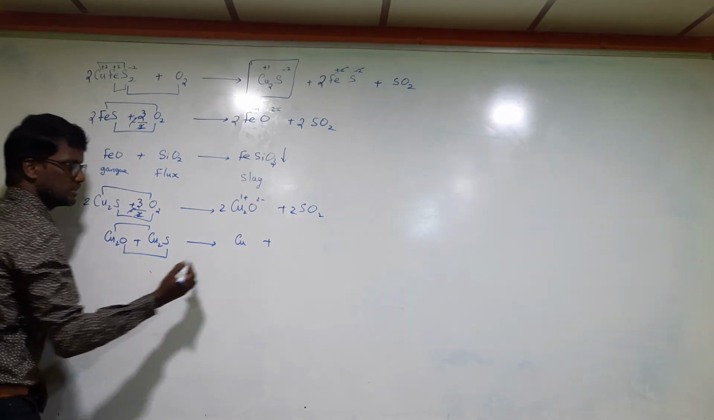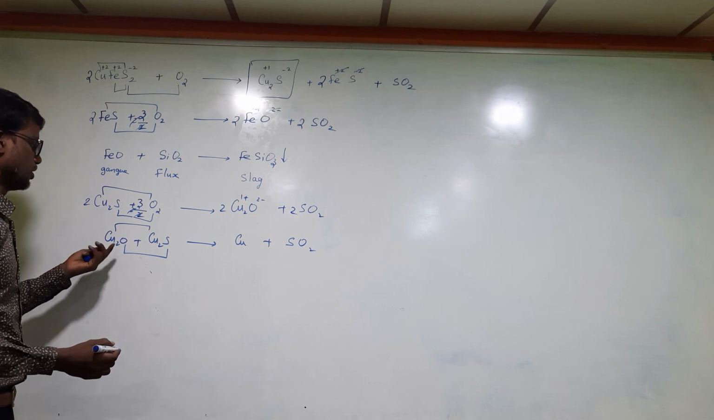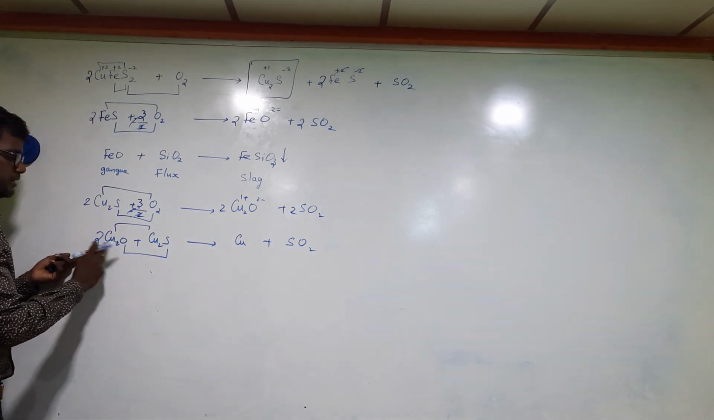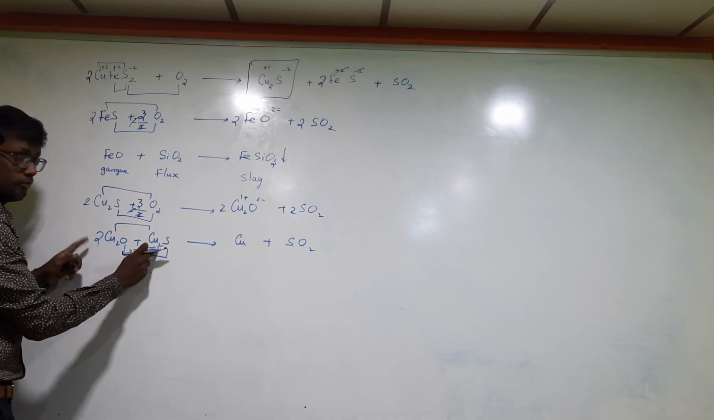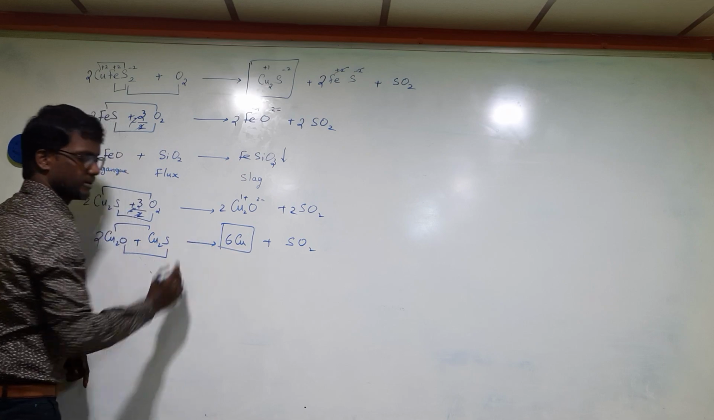Sulfur combines with oxygen, forming sulfur dioxide. Go for balancing the equation. Oxygen is 1 in number on one side and 2 on the other, so put 2 in the front. Copper 2 plus 2, 2 twos are 4, 4 plus 2 is 6, so 6 copper. Now we have got copper.